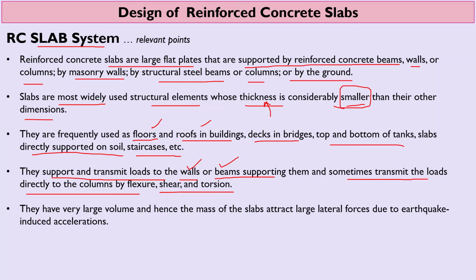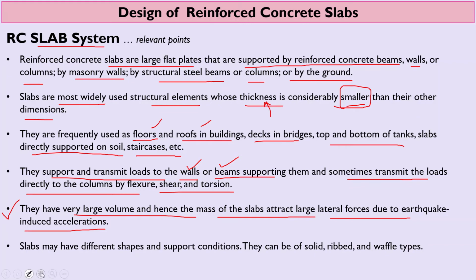Now another very important aspect of a slab is that they have very large volume, and hence the mass of the slab may attract large lateral forces, which may be due to earthquake or any type of acceleration forces which can be induced. Slabs may have different types of shapes as well as support conditions, as we discussed. So there are different types of slabs based on the shapes. They can be solid slabs, rib type or waffle type of slabs. Our main focus will be on solid type of slab, which we are going to discuss in this subject.